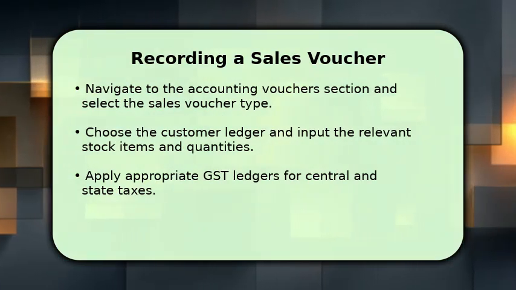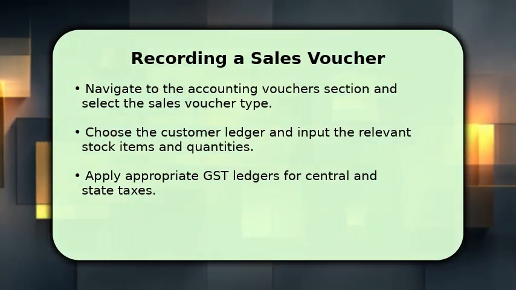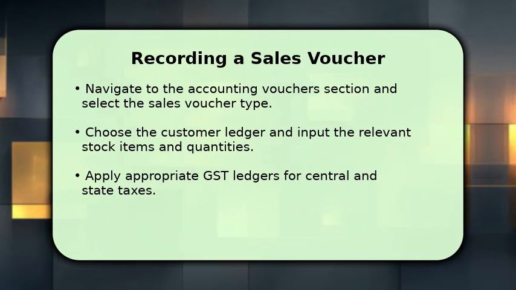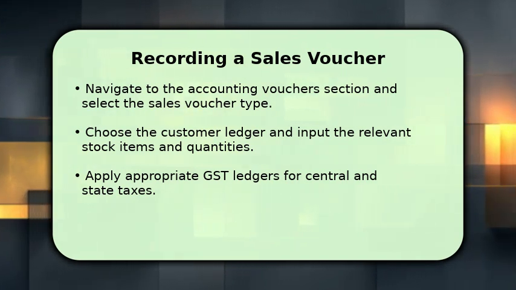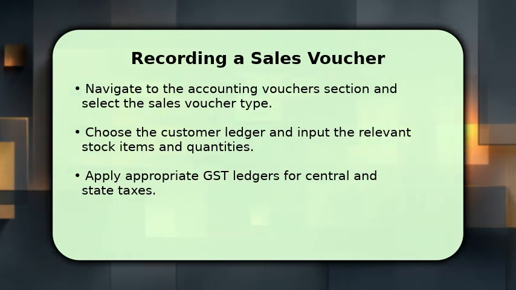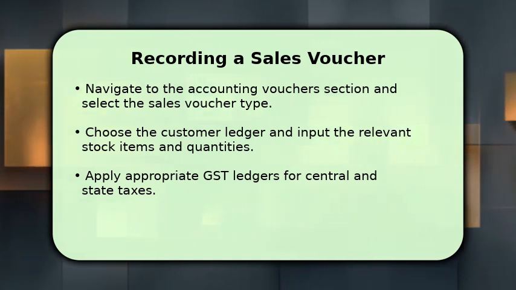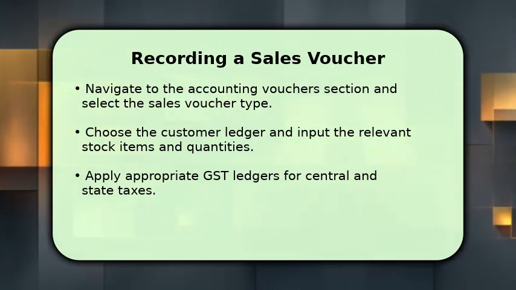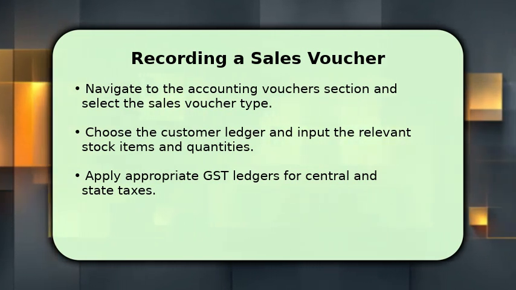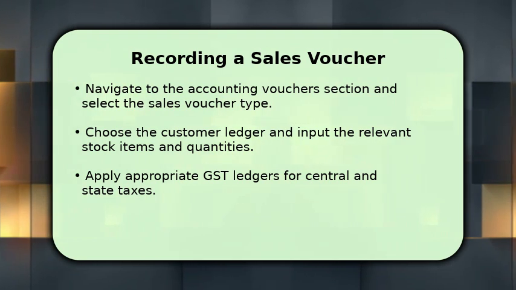Now, let's record the actual sales transaction. Go to the Accounting Vouchers section and select the sales voucher. First, choose the customer ledger you created earlier. Then, input the stock items being sold, along with their respective quantities and rates. Finally, apply the correct goods and services tax ledgers for both central and state taxes to complete the entry.